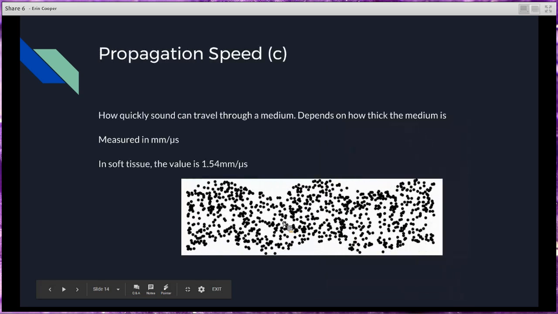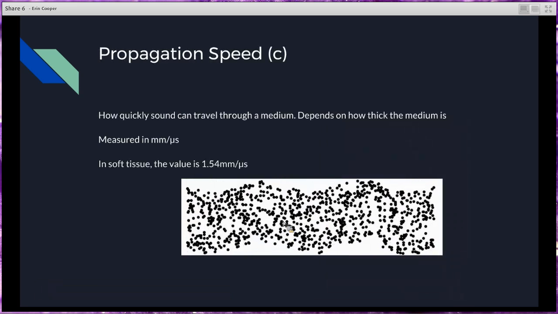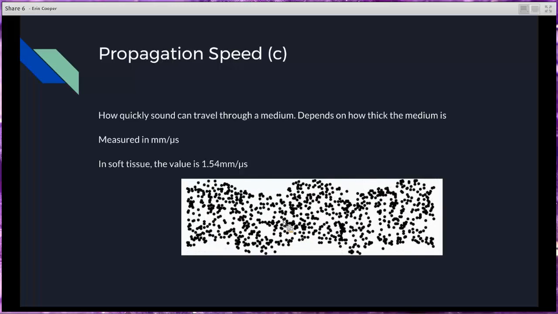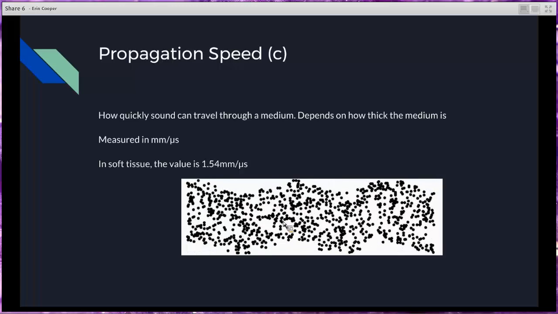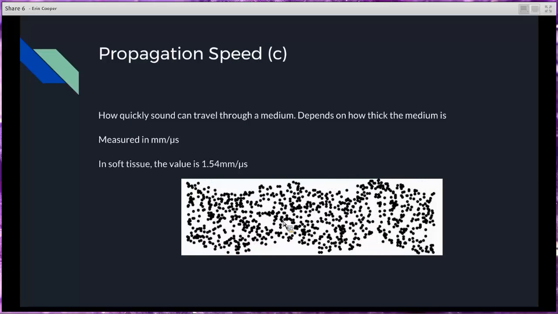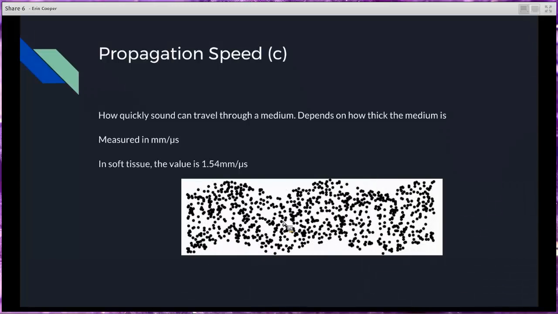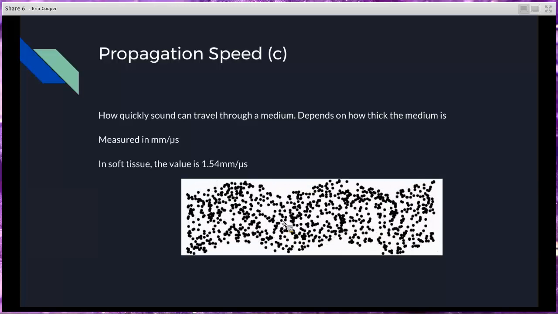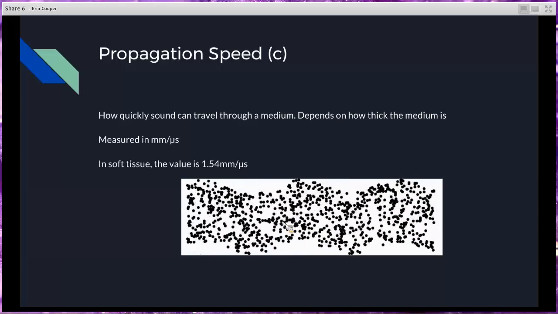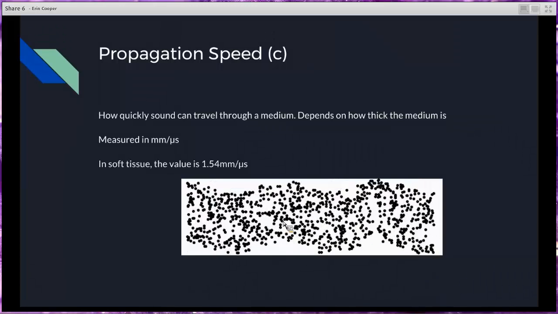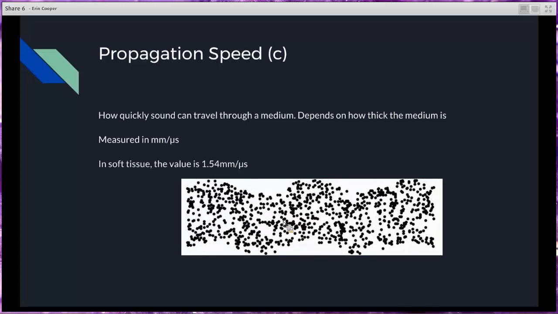Next piece here is the propagation speed, or prop speed, you might hear it referred to as. Prop speed is indicated by the letter C because, again, P is another letter that we use in other physics formulas, so we use the letter C, and C also refers to prop speed of pretty much everything. We can also have prop speed of light, or the speed of light in Einstein's famous equation E equals mc squared. The C there is speed of light. So we use the letter C for propagation speed.